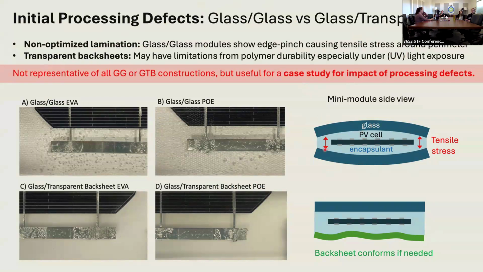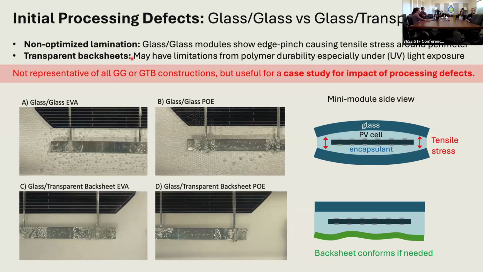That stress around the perimeter results in cavitation and delamination, like you can see here in the photos of the mini module corners. We have little bubbles, or like here you can see the glass texture where the sample has already started delaminating before any stress was applied. Transparent backsheets don't have this particular problem because the backsheet can conform to the back of the sample as needed, so it kind of relieves that stress.